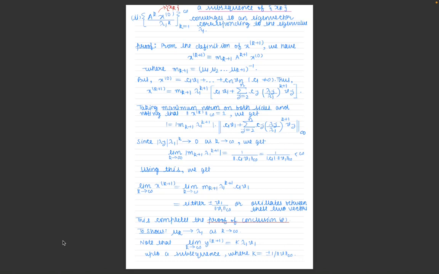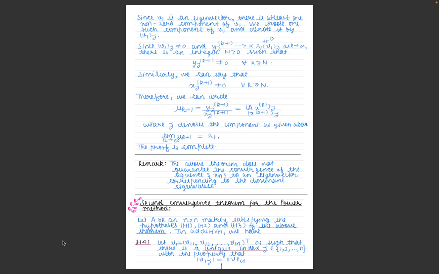Non-zero component of v1. Now we choose one such component, right? Because if there is one non-zero, we just need that much. So we choose one such component of v1 and denote it by v1j. Okay. Now again, since v1j is non-zero, and y_j^{k+1} converges to c lambda 1 v1j as k goes to infinity.